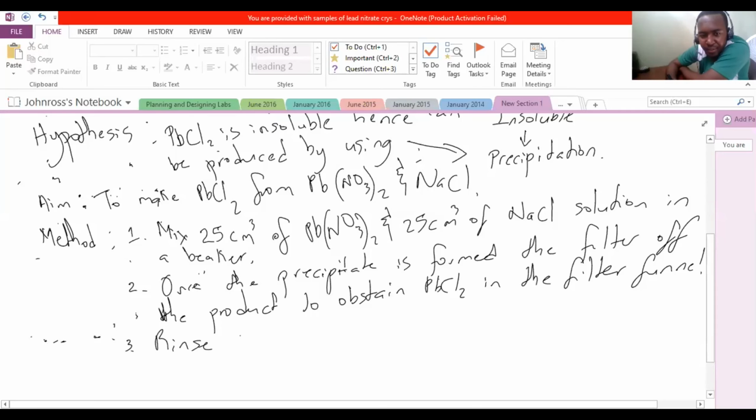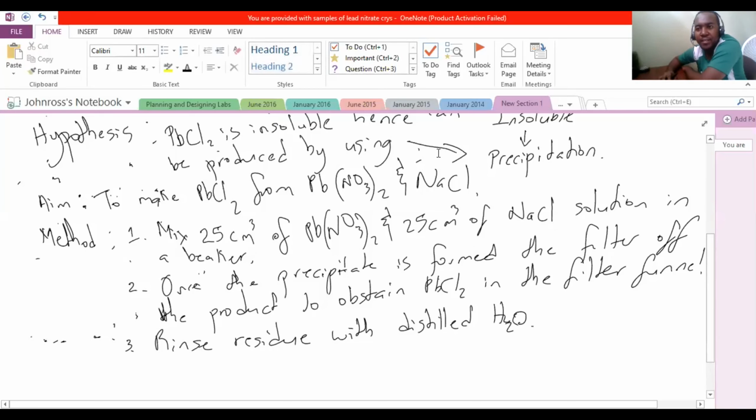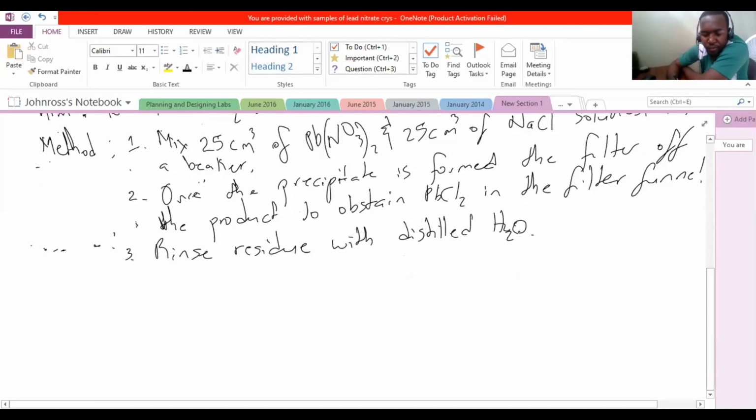What's the purpose of rinsing the residue? For impurities. Exactly, to remove impurities. So you rinse the residue while it's in the filter funnel to take out any impurities that would be with the salt. After you rinse, your next step is to evaporate some or all of the water.